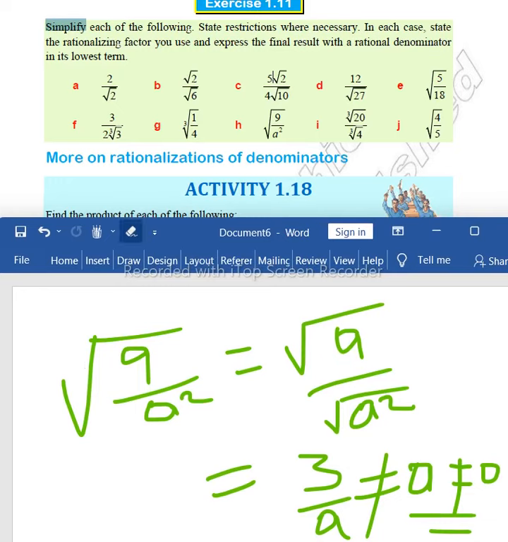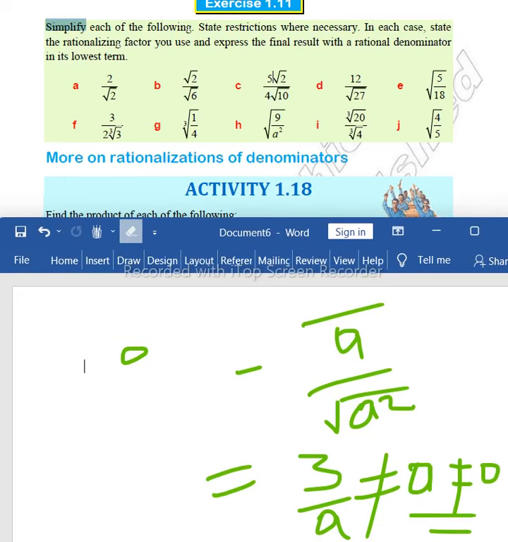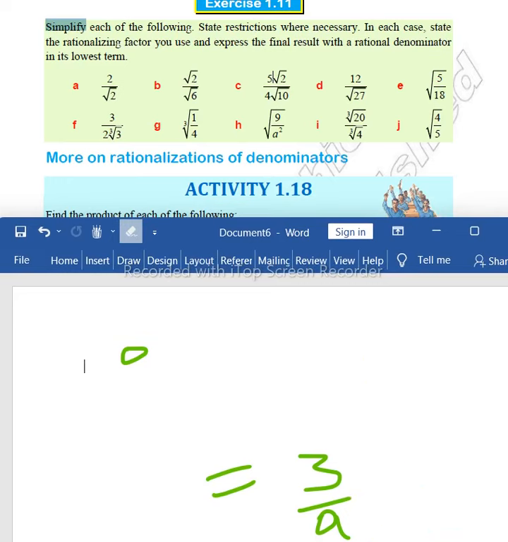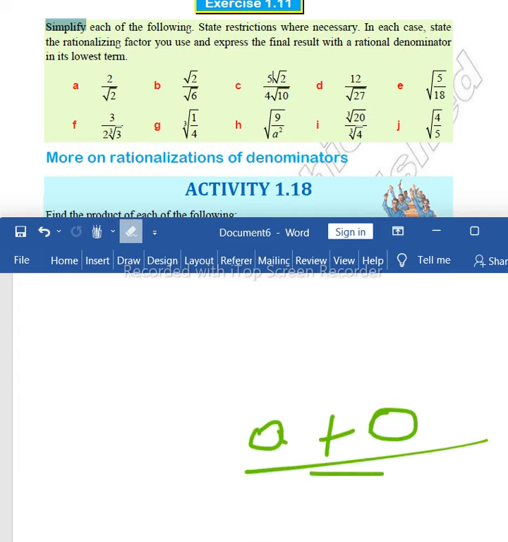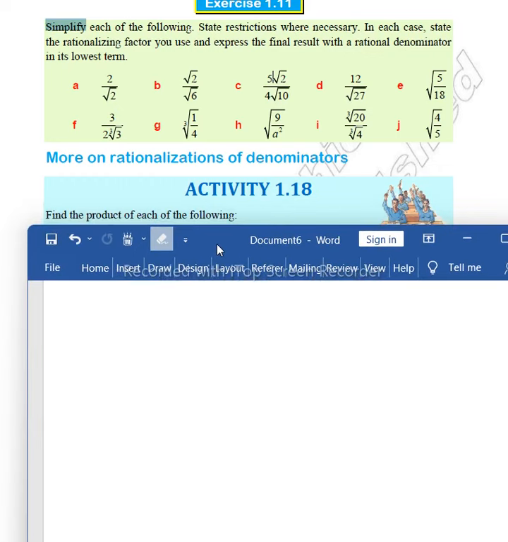Let us do letter I, and we do all of them today. There is no question we skip, since exercise 1.11 is very small, or very short. Because of this, we do all of them.